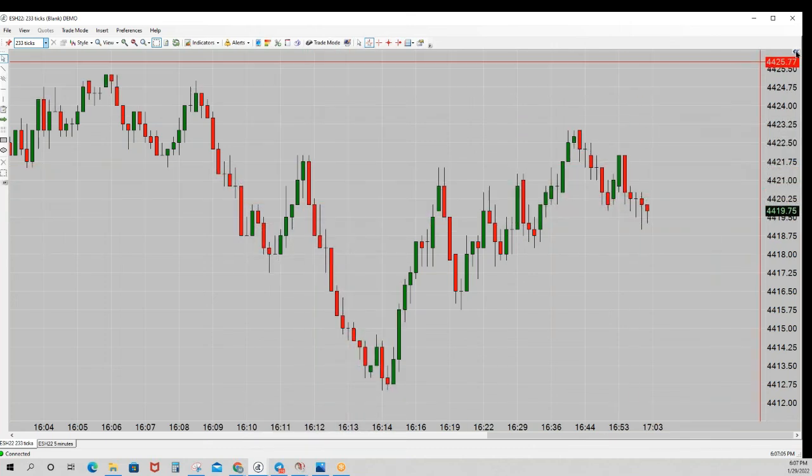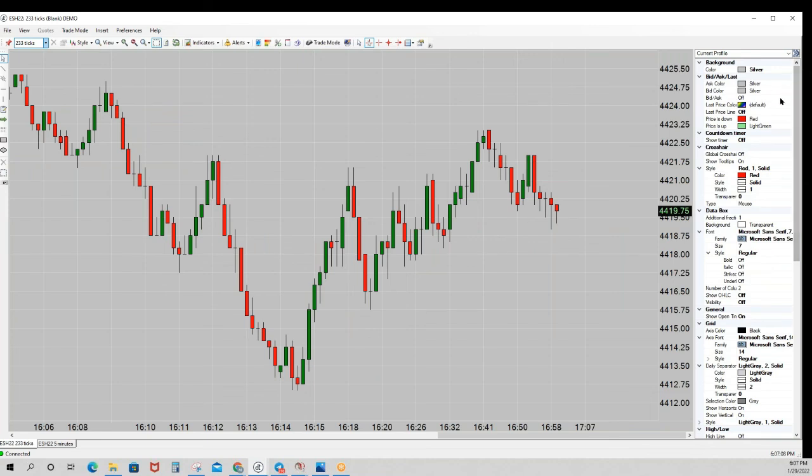Now there is a countdown timer you can turn on. It's right over here. I don't have any of this stuff on because I don't use those kind of bars, but it's right here.